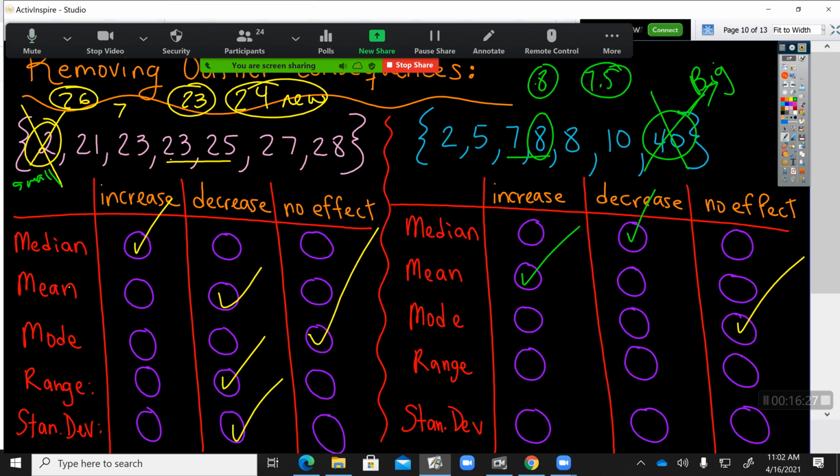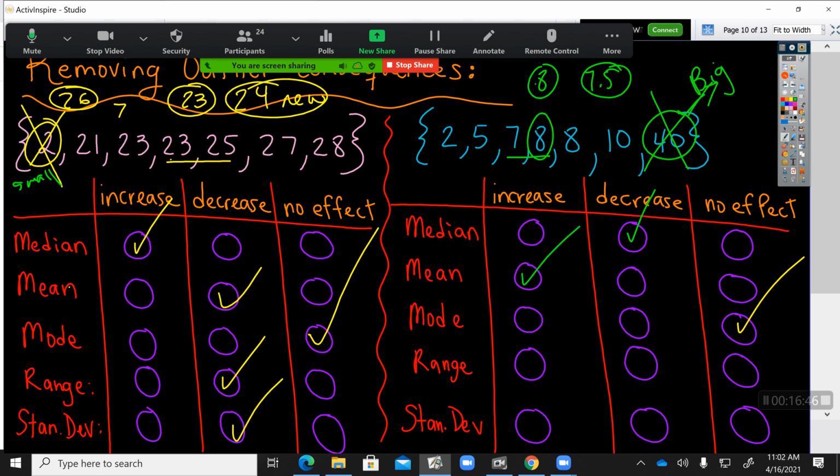Now again, mode is never affected, so you can put not affected on both boxes there. Now let's look at the range, because you don't want to just answer the opposite of what you have here. Some situations, like mode, are the same answer. So it's always good to test it out like I'm doing up top with values.